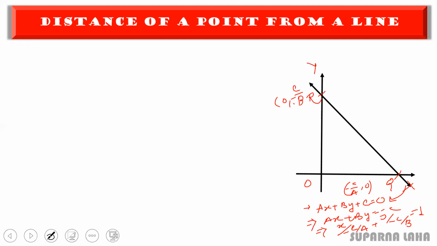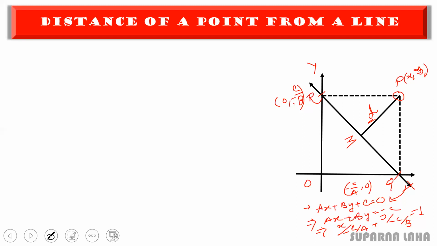Okay, so here I am taking any point P, which has coordinates x1, y1. Now join PR and PQ. From this point, we need to find the distance to the line RQ. Distance always means the perpendicular distance. So draw a perpendicular from the point P to the line RQ and name the foot M. Take this distance as D. Now here we need to find this distance D.